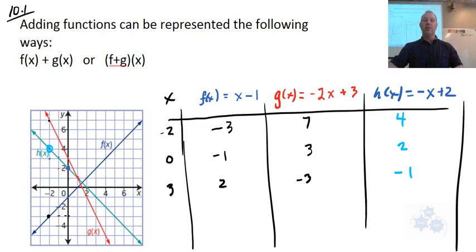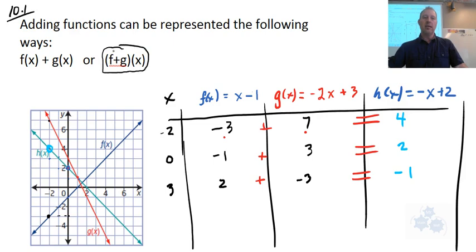Okay? I want you to notice something. -3 plus 7 equals 4. -1 plus 3 equals 2. 2 plus a -3 equals a -1. So guess what? I've got it written over here. Okay? F of x plus g of x, and this is an alternate notation, which we will talk more about, but that's the same as saying f of x plus g of x equals h of x.